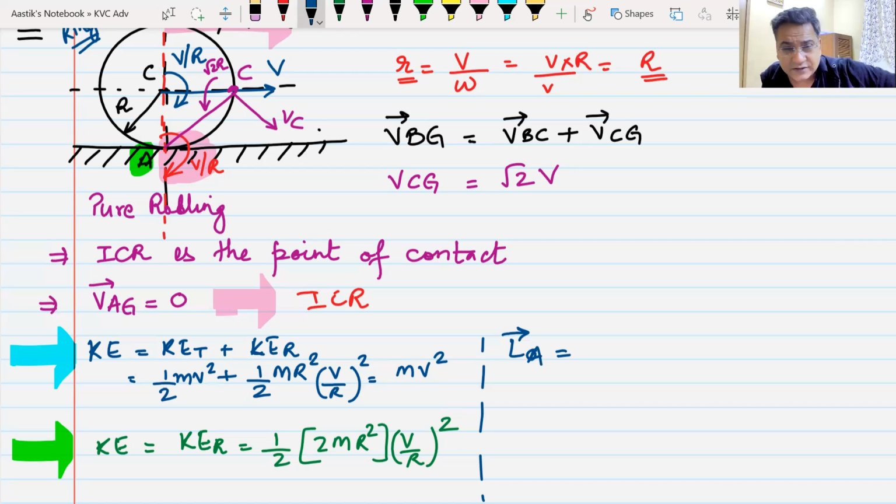And you have to give the answer in vector form. Your x-axis is like this, your y-axis is like this, and your z-axis is coming out.